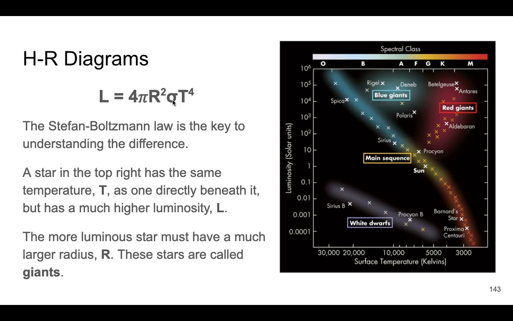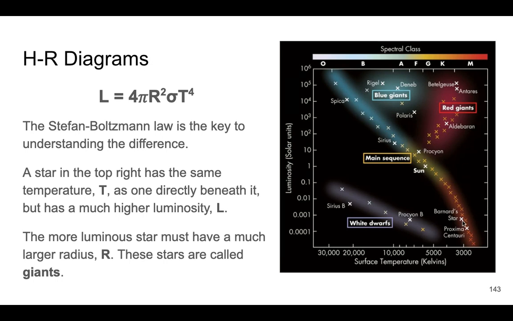And 4 and pi and sigma here, these are constants. So this is the key to understanding the difference. If you have a star that's in the top right, so these guys up here, Aldebaran, Antares, Betelgeuse, guys like this, they have the same temperature as stars that are directly beneath them. So there's not a red giant on this graph that's directly above the sun, but okay, let's say Antares here is pretty much about the same temperature as Barnard's star down here.